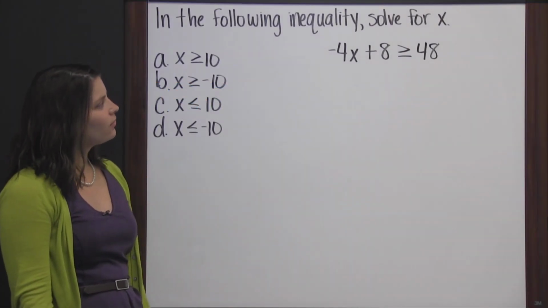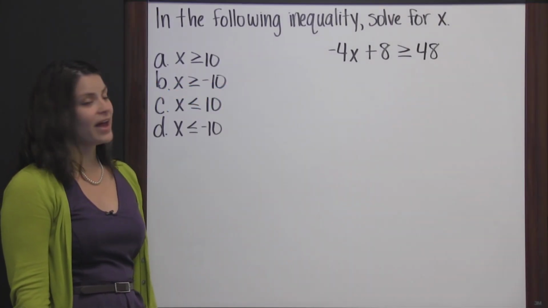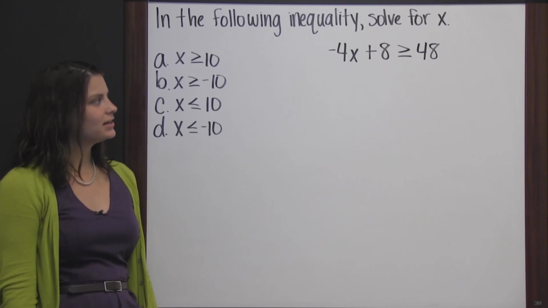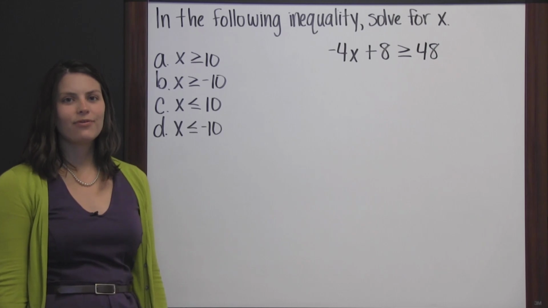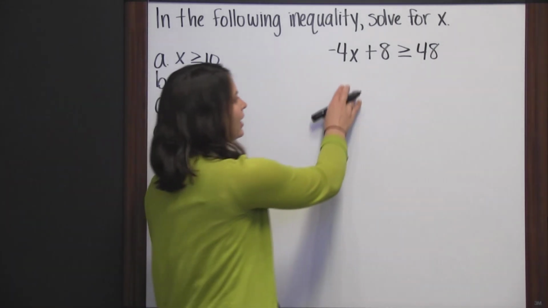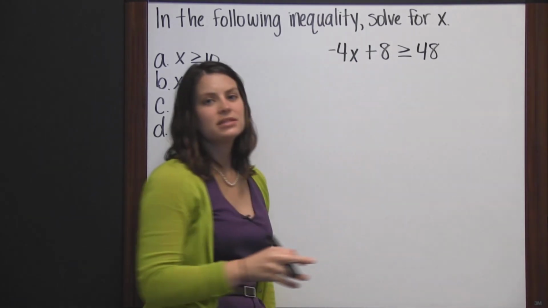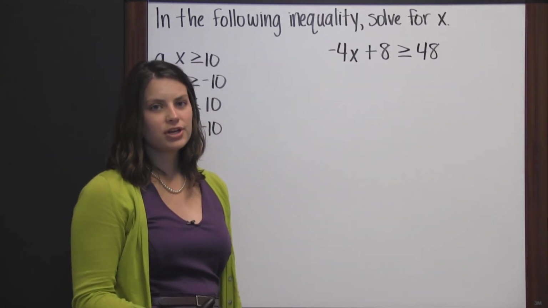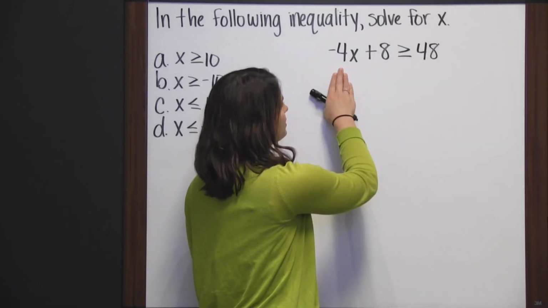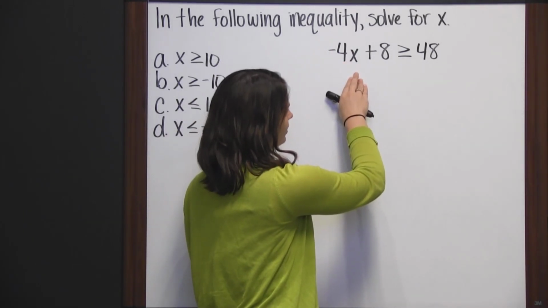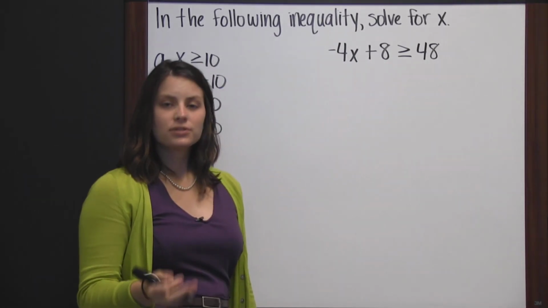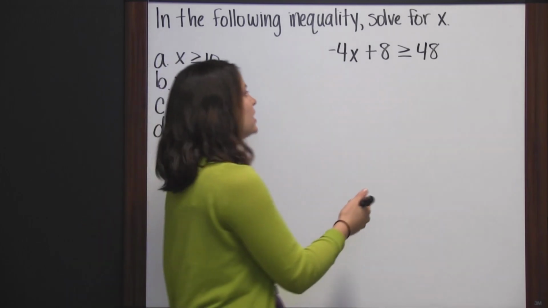In the following inequality, solve for x. Negative 4x plus 8 is greater than or equal to 48. To solve for x, we need to get x alone, which means undoing the operations that are being done to x currently. And that is negative 4 times x and plus 8. So we'll start by getting rid of the plus 8.